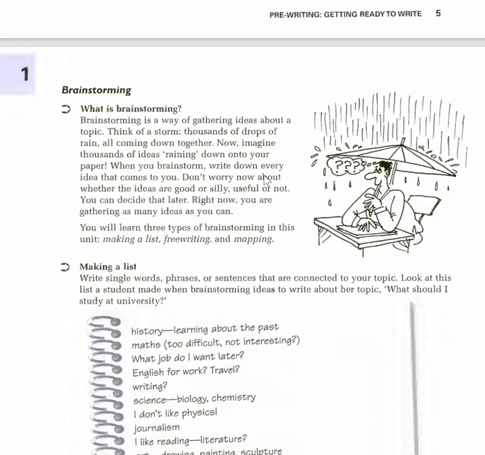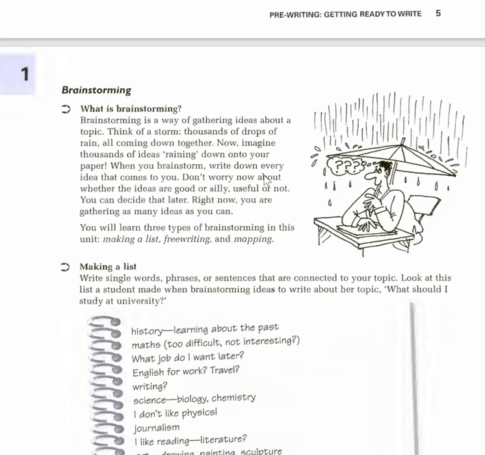You will learn 3 types of brainstorming in this unit: making a list, free writing, and mapping. This is the introduction to the topic. Now let's get to know what we mean by brainstorming.